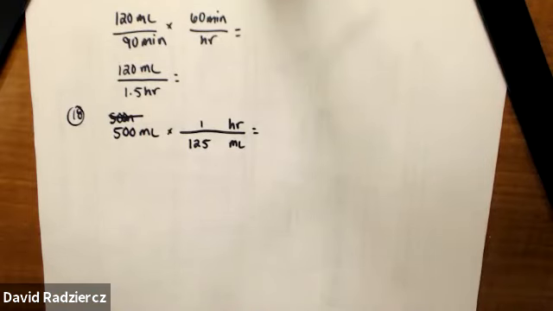Go ahead. I'm sorry, what were you saying? This is a flow rate question, right? Yes, but this question is asking how long it will run for. So you don't have to calculate milliliters per hour, but you're using milliliters per hour to solve your question.